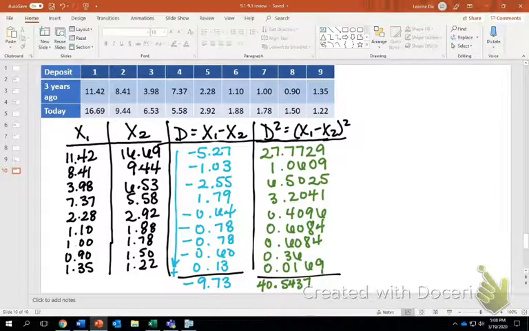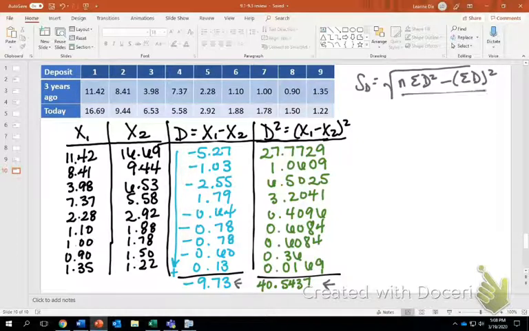So I have all of that, and now it's time to find my standard deviation now that I have all of these pieces. Again, the standard deviation of the difference is going to be the square root of n times the summation of d squared, which we did right here, minus the summation of d, squared, which we did over here. All of that over n times n minus 1.